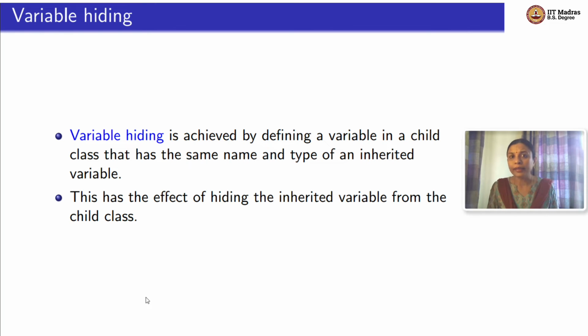The variable hiding is another possibility during class inheritance. How do you do this? A child class that inherits a variable from the parent class can hide the variable. It defines the variable in the child class. It will have the same name. It will have the same type, but it can be hidden. The inherited variable, which has the same name and the same type from the parent, can be hidden from the child class by basically defining the variable once again with the same name and the same type.